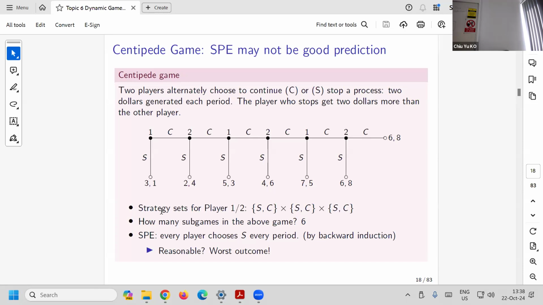But the question is, is it reasonable? Because this is Pareto inferior. Any outcome besides the first one is much better for everyone. So why do we predict the first one? You would be thinking, let's wait a little bit before you do it. So that is the 割韭菜 game. You don't want to 割韭菜 so early. You want to wait a little bit, wait until it grows, and then you go.